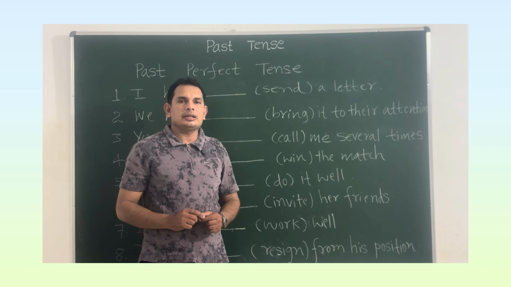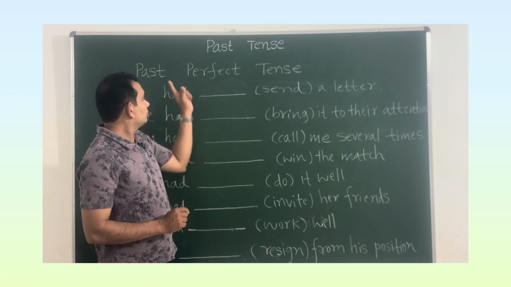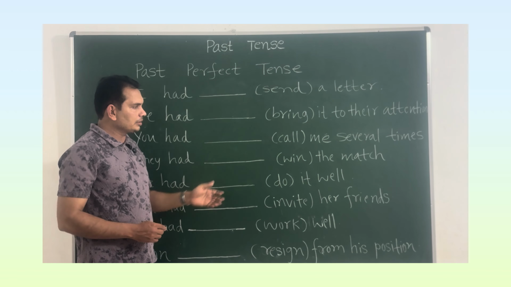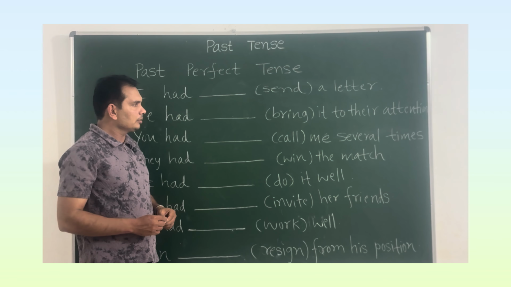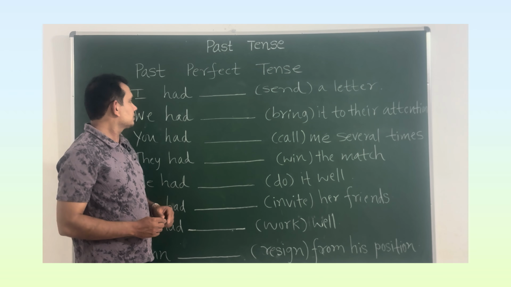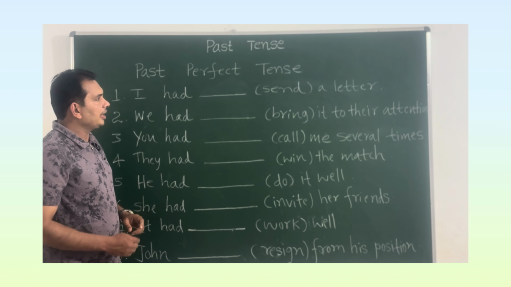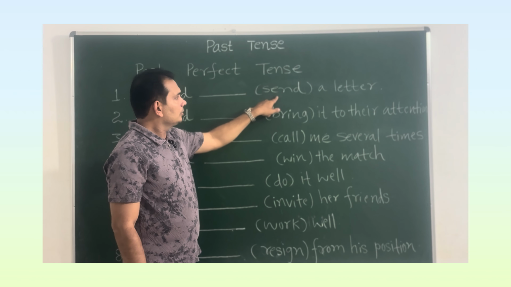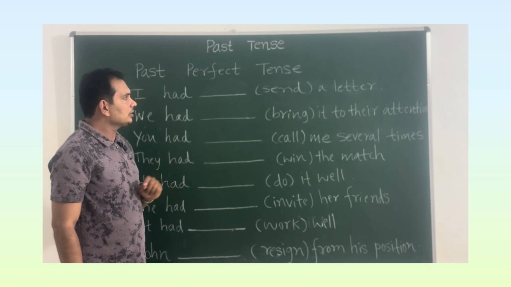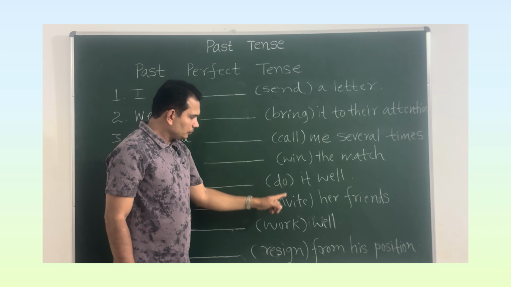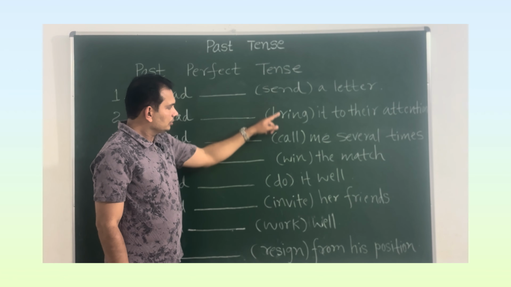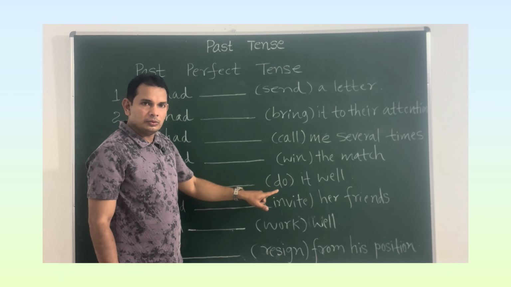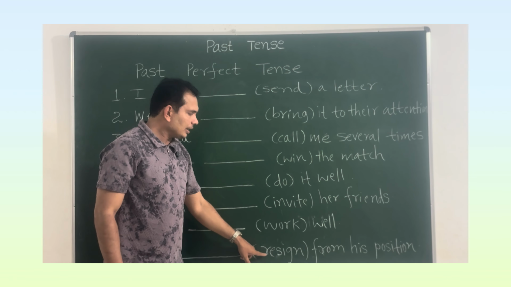I think the examples that I have given are enough to understand the topic past perfect tense. Here are some questions for you. Try answering these questions. If you can get all these questions right, it means you have made good progress. Question number 1. I had dash a letter. Here the verb given is send. As I explained, you are required to write the past participle form of the verb. All these verbs given in brackets are their base forms: send, bring, call, win, do, invite, work, resign.